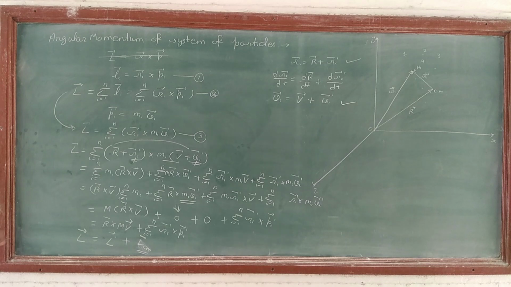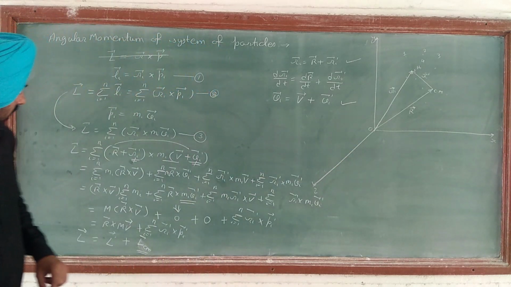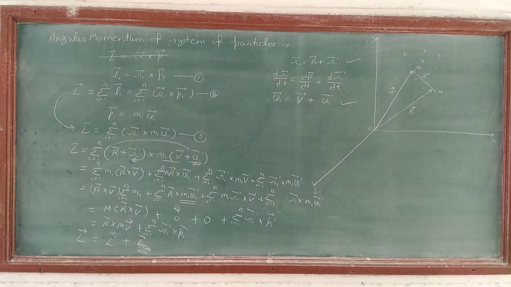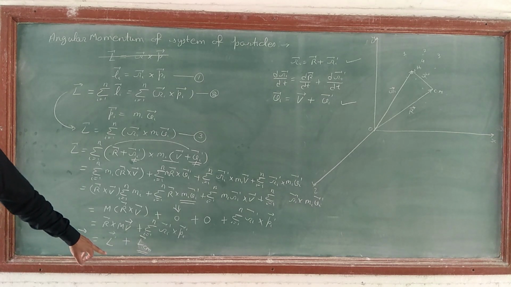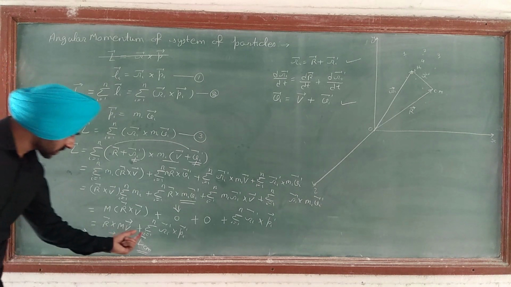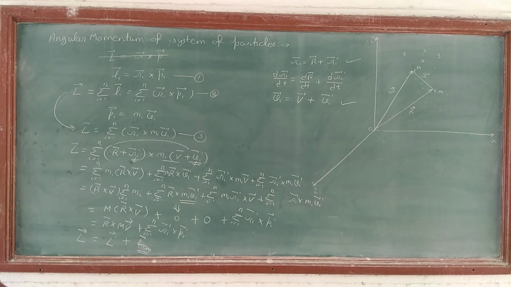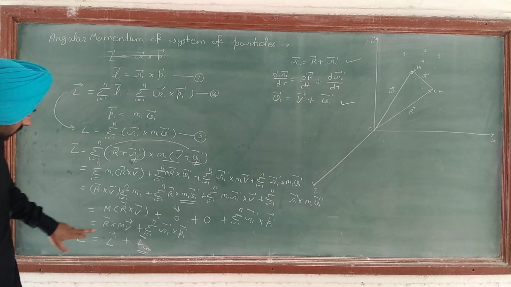That means the total angular momentum of the system of particles about the origin O is equal to the sum of the angular momentum of the center of mass relative to the origin and the angular momentum of all the particles about the center of mass, because it is a summation term. And the angular momentum vector L depends on the origin O, because it depends on R.